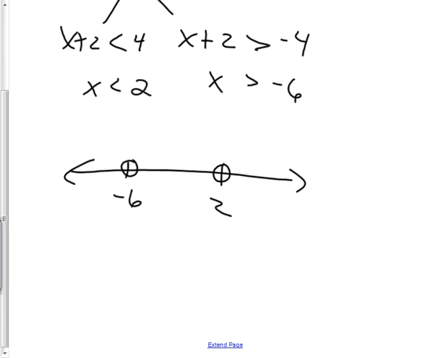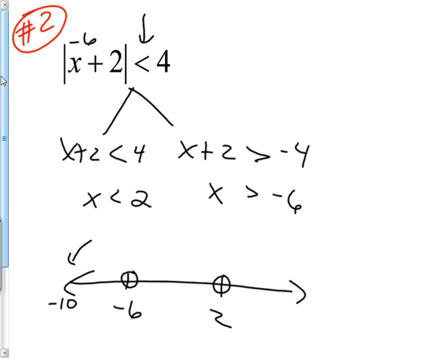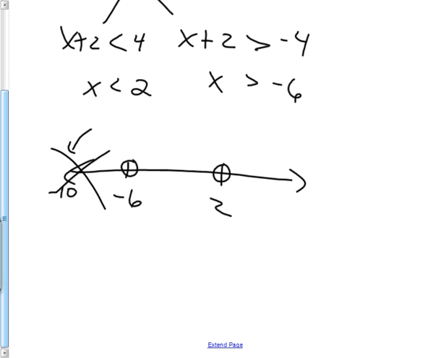Now I need to test the little different regions. I have a region down here, like negative 10. Would check that, see if it works. So I stick in negative 10. That would be negative 10 plus 2 is negative 8. Negative 8, the absolute value is 8. Is 8 less than 4? No, doesn't work. And I'm guessing it doesn't work here, and therefore it probably does work here.